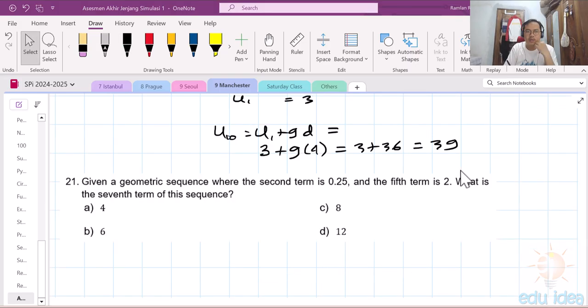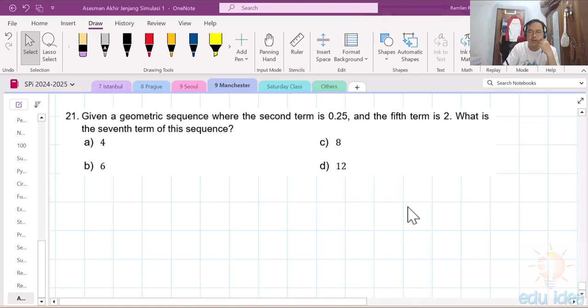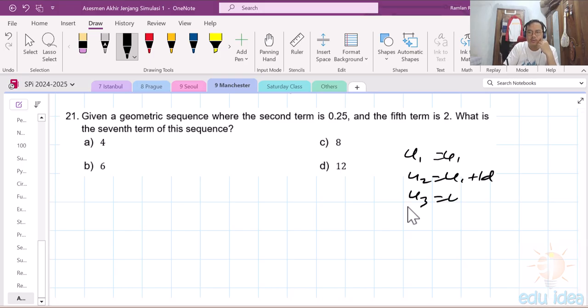Okay. Question 21: given a geometric sequence where the second term is 0.25 and the fifth term is 2, what is the seventh term of the sequence? Again, you can use the same concept. If we have arithmetic, you get u1 equals u1, u2 equals u1 plus 1d, and then u3 equals u1 plus 2d, and so on. But if it's geometric, you are going to multiply instead of adding, with the common ratio.